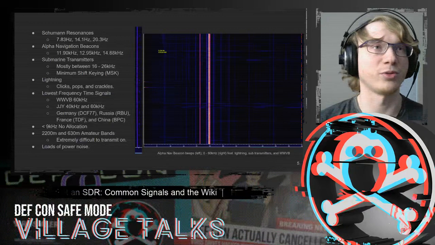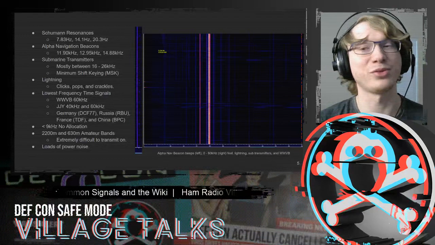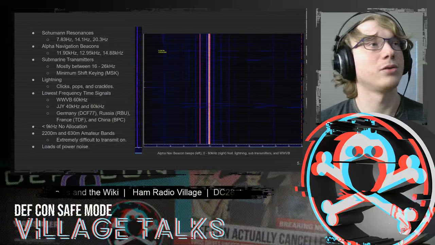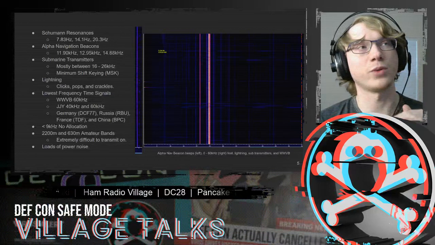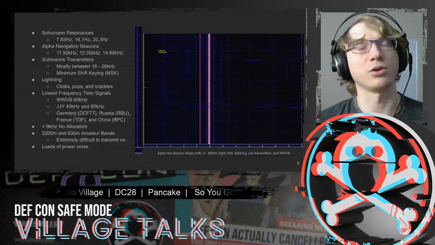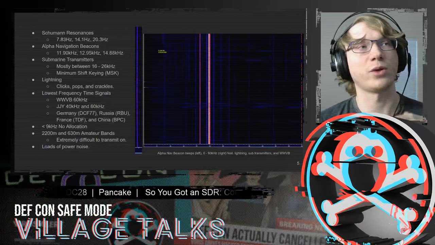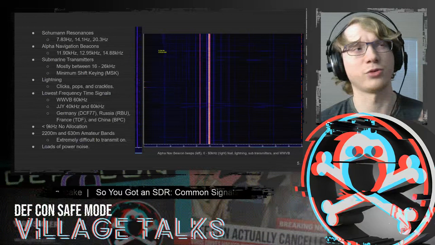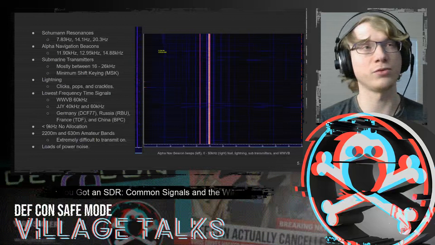And also down here, of course, there's lightning, which I like to listen to. It sounds kind of like crackling and pops. Pretty interesting. And moving along, the lowest frequency time signals are all down here as well. In North America, it's WWVB, which is at 60 kilohertz. And on a good day, I can actually receive JJY at 40 kilohertz, which is all the way in Japan. And of course, Germany, Russia, France, and China also have these really low frequency time signals.